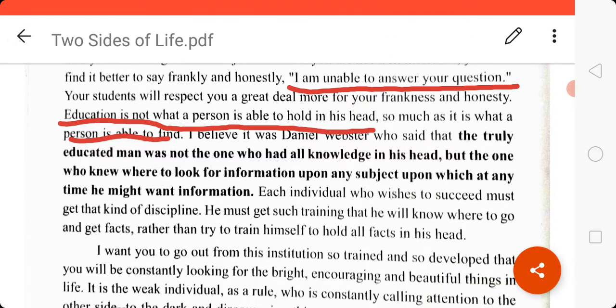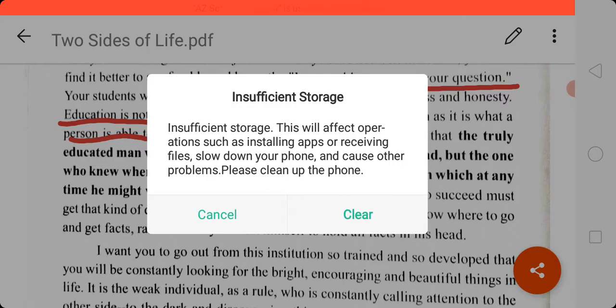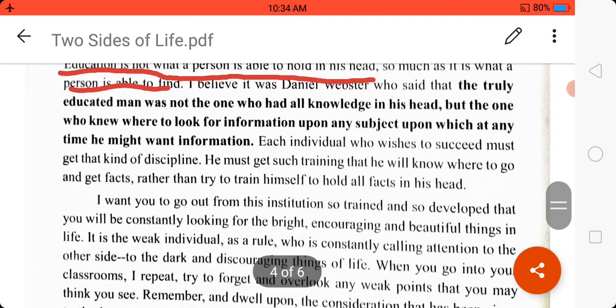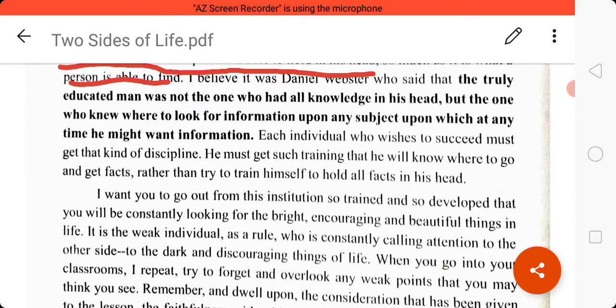I believe it was Daniel Webster who said that the truly educated man was not the one who had all knowledge in his head, but the one who knew where to look for the information upon any subject upon which at any time he might want information. Okay, what he's telling is that education is not the knowledge you have in your head, but that you should look for the information upon any subject at any time you might want it. You should search for the information you don't know. Whatever information you don't know, you must go in search of that information.